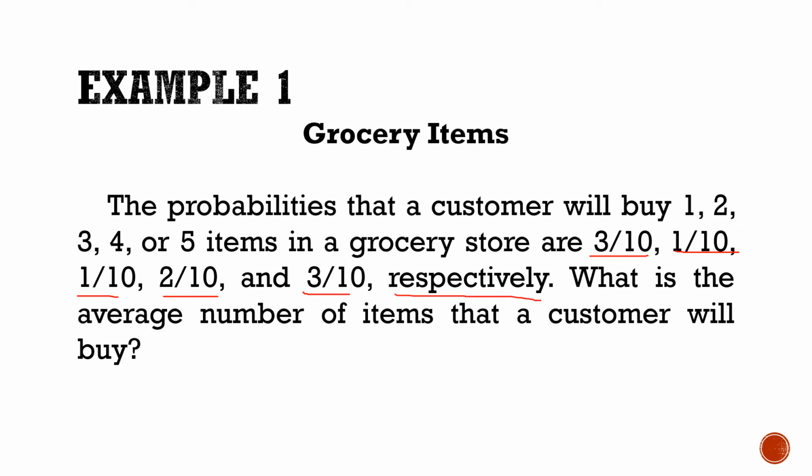When we say respectively, if we're going to arrange these values in our table, whatever the arrangement of these values of the random variable and their corresponding probability in the problem, the same thing goes for their arrangement in the table. So if 1 will be mapped to 3 over 10, then your 2 will be mapped to the second probability, then your 3 will be mapped to the third probability, then your 4 will be mapped to the fourth probability, and your 5 will be mapped to the last probability.